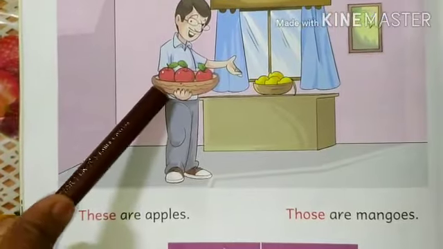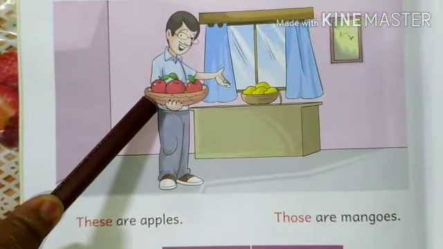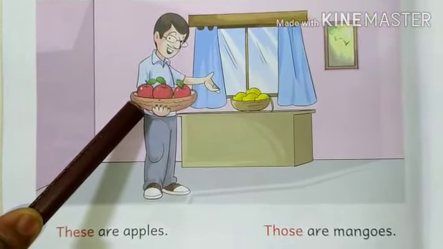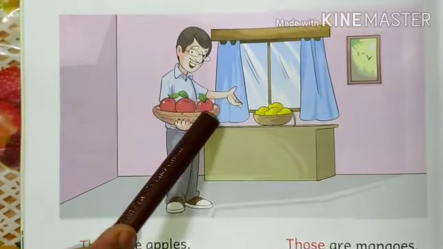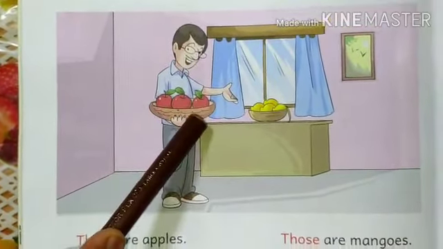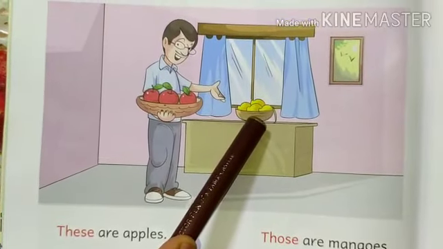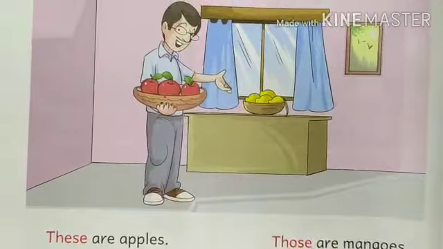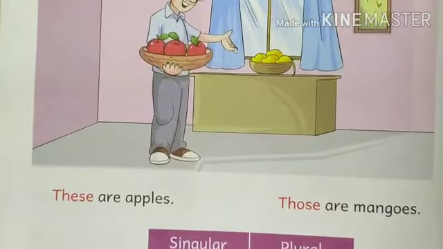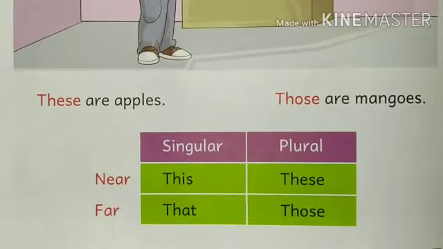These means which is next to him and which is more than one. And are is used for more. 1, 2, 3. It is more than one. See, that time we use these are apples, and which is far but more than one, that time we use those are mangoes. Now children, quickly take out your exercise copy.